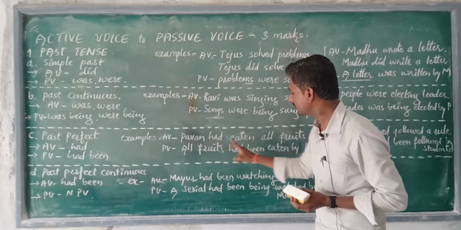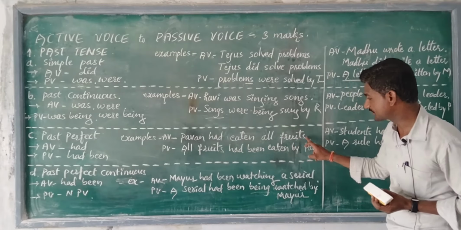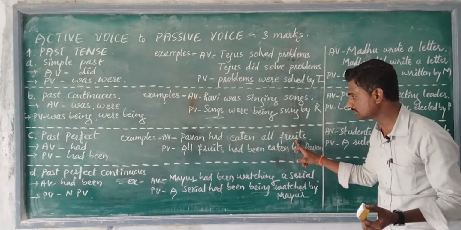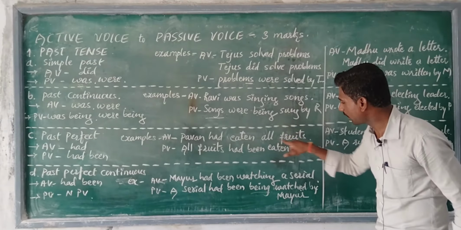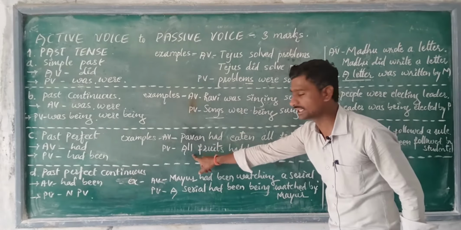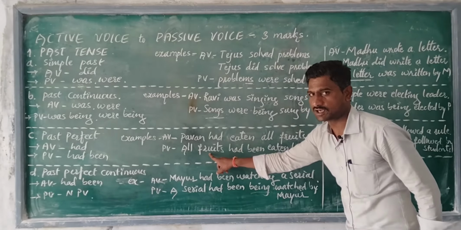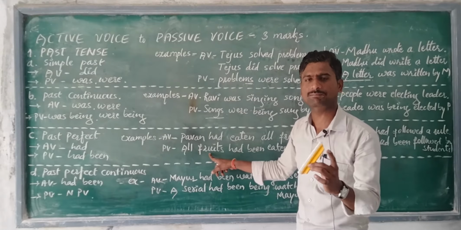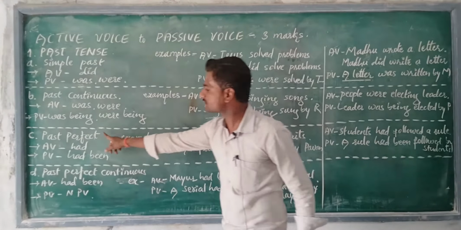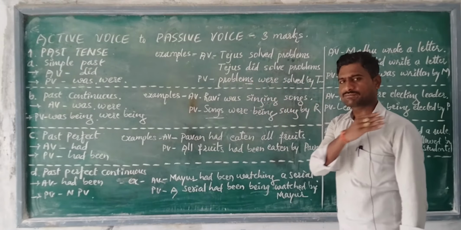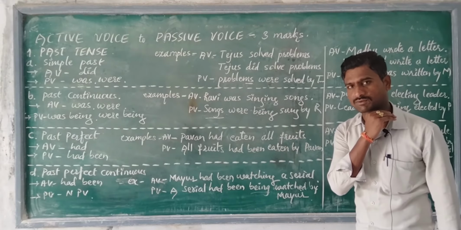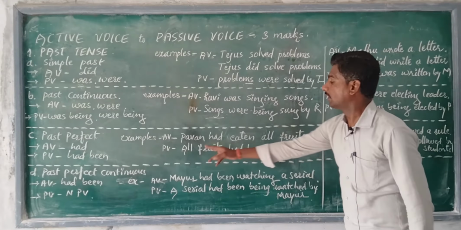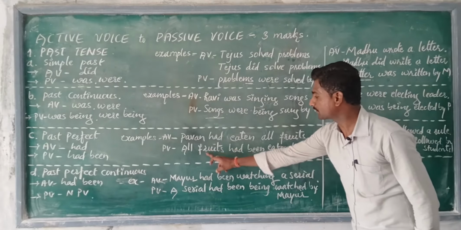See, Pavan had eaten all fruits. All fruits, this is the plural form. The quantity of the subject is here plural. This term, all fruits, is shifted here at the beginning. Of course, whether it is singular or plural, there is only one helping verb for active voices in past perfect. That is had. Even for singular subject and even for plural subject, we should use the same helping verb. All fruits had.